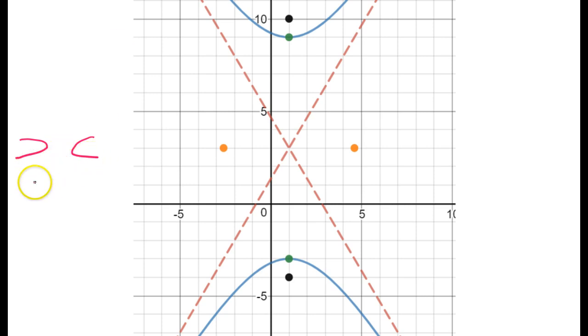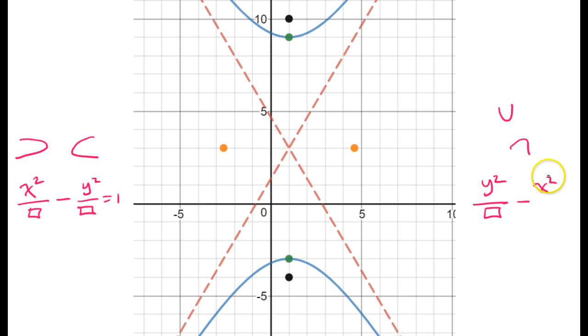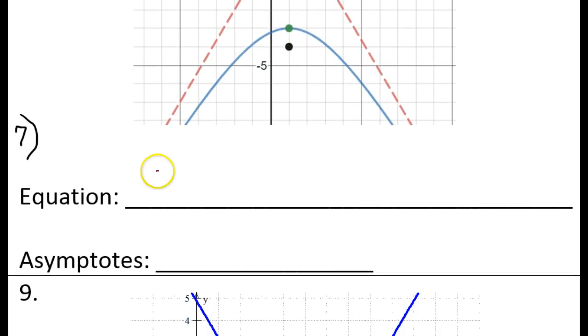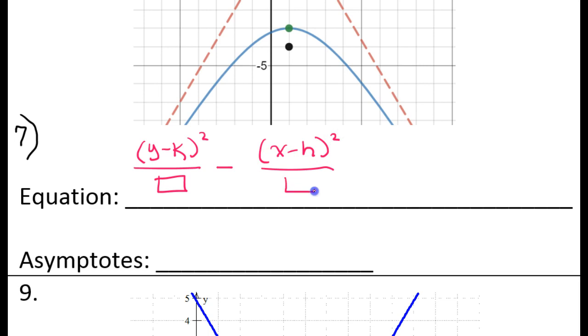When the hyperbola is horizontal, the x squared term goes first. When the hyperbola is vertical, like this one, the y squared term goes first. So the y squared term has to be first, and this will be the model. We're going to do y minus k squared over something, and then minus x minus h squared over something, and this will always equal 1 in standard form.